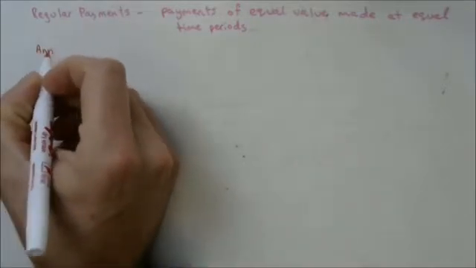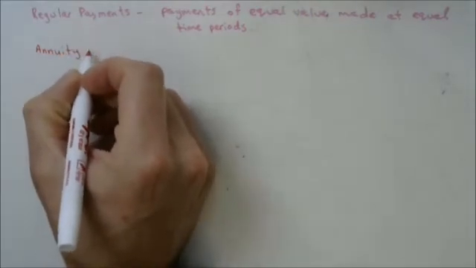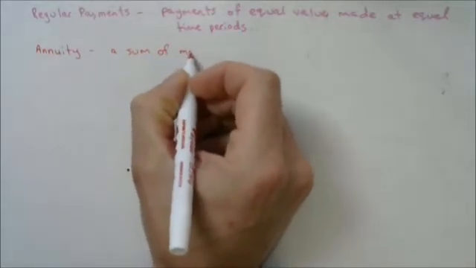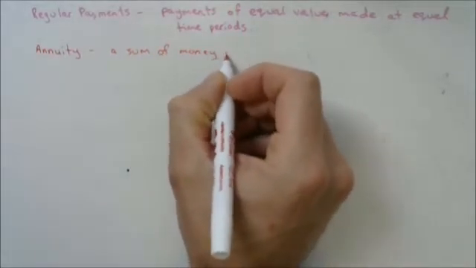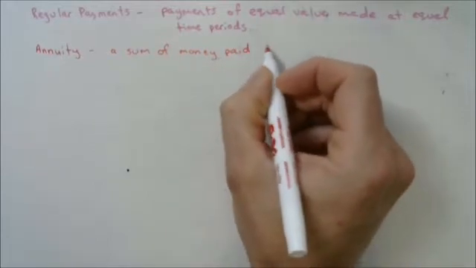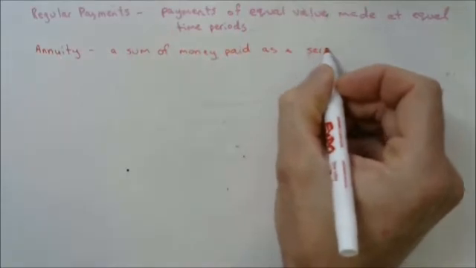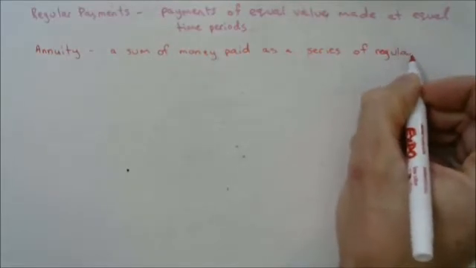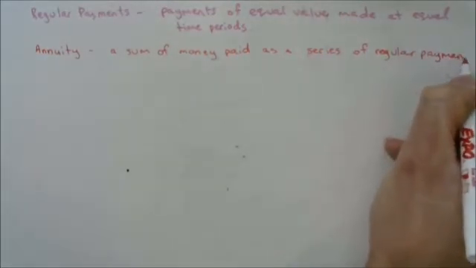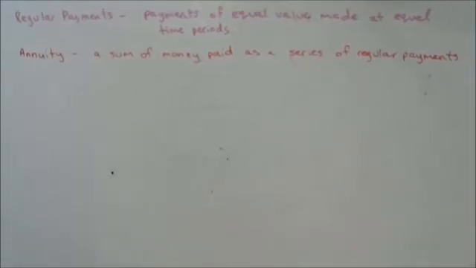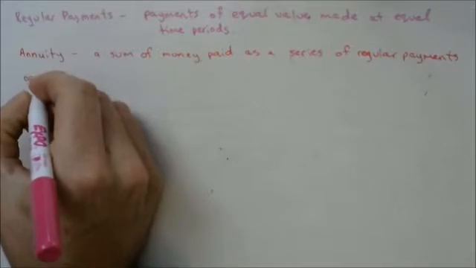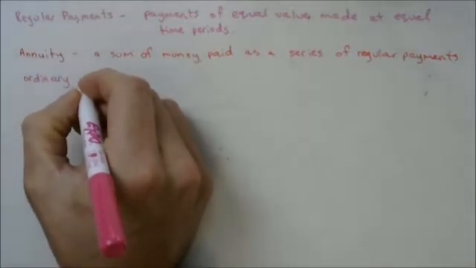Next word, annuity. An annuity is a sum of money paid as a series, there's that word, as a series of regular payments. So we're making the transition from a lump sum payment to regular payments. That's what we're dealing with in annuities. A couple different types of annuities. We have an ordinary annuity.